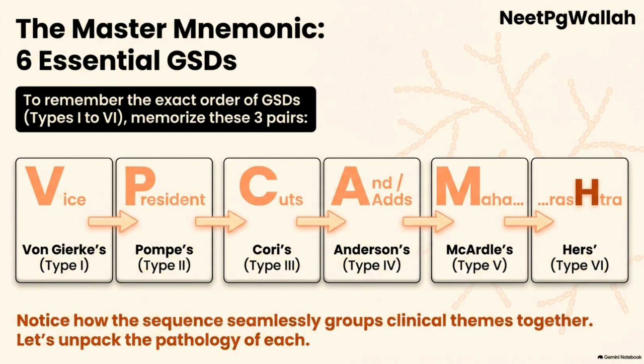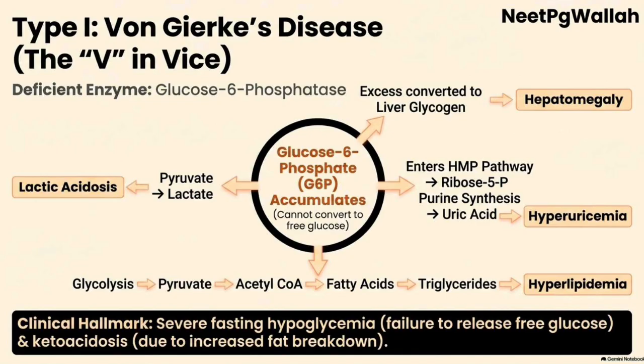Section 2. Vice President, types 1 and 2. All right, let's break down the dense biochemistry of our first pair into simple cause and effect. What's really interesting here is the exact hub of the problem in type 1, Von Gierke's disease, the V in Vice. The deficient enzyme here is glucose 6-phosphatase. Because this specific enzyme is missing, glucose 6-phosphate, or G6P, literally cannot be converted into free glucose. So what happens? Well, it dramatically accumulates right there in the center of the cell. And that massive traffic jam sets off a huge chain reaction.